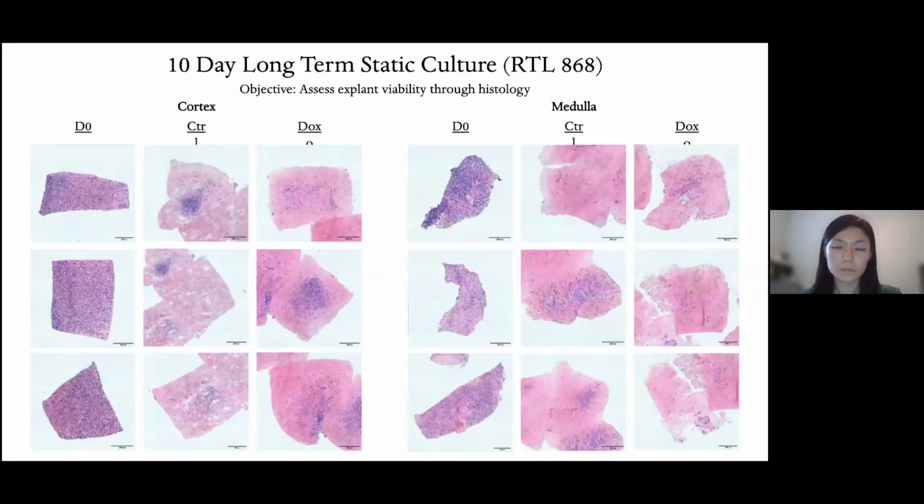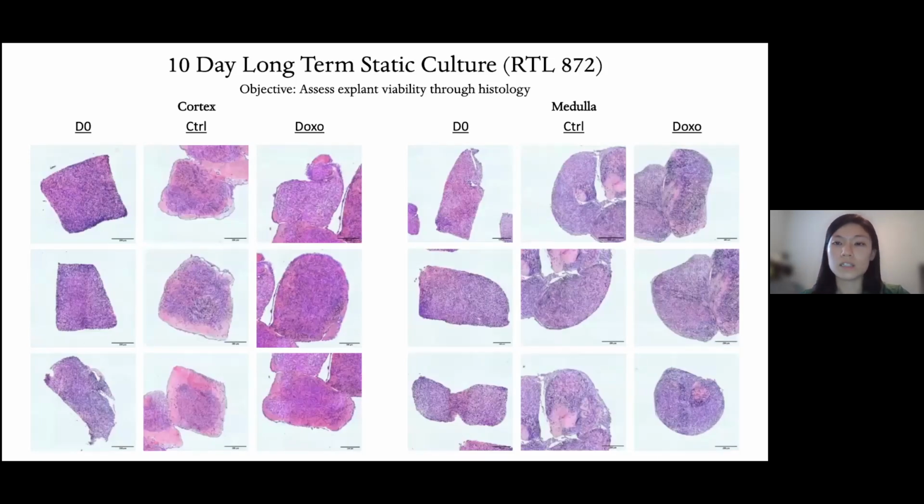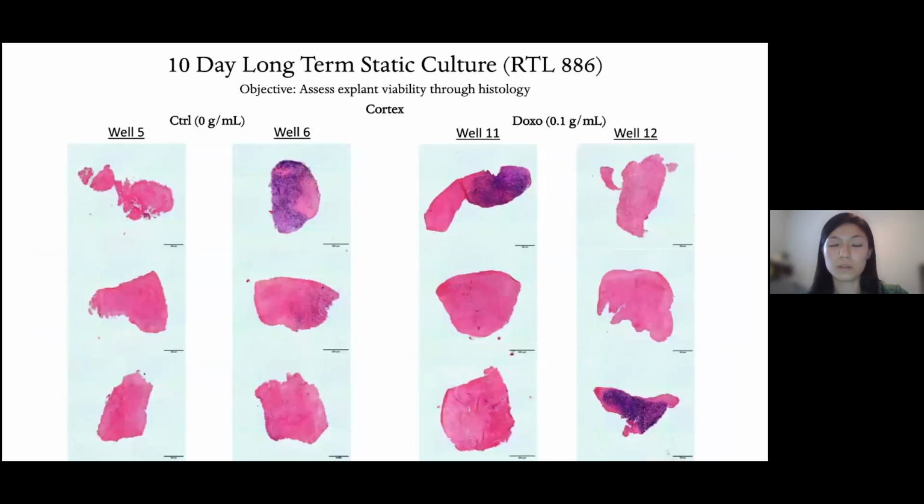This is the first participant, RTL 868, and we can see that at day 0, the cultures were alive and well, but as time went on with this 10-day static culture, something may have occurred during the culturing, and a lot of the nuclei were not viable anymore. This is the second participant, RTL 872, and this one was actually viable. All of the cultures, day 0 and the ones on day 10, were still viable. However, with the third participant, RTL 886, we also saw problems with the cultures and that they were not viable to further perform experiments on.